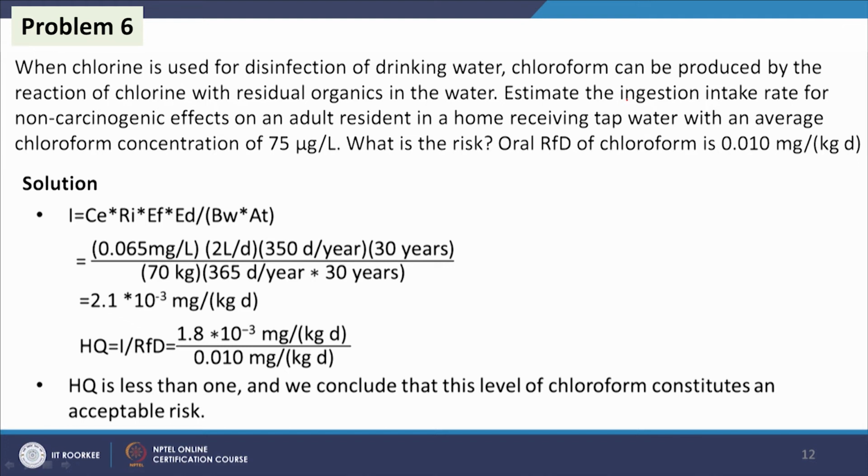So, now we have to solve it. Okay. So, this is a problem related to the risk assessment, which we have discussed in the previous class, and we had one expression as given here, I is equal to C into IR into EF into ED by BW into AT, which we have discussed in the previous class.